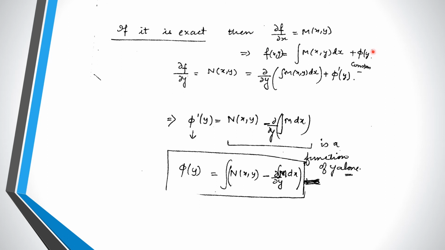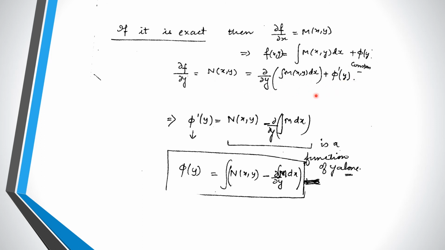Now we need to find out the value of this phi y. So for finding the value of phi y, we consider N. Our N is the partial derivative of f with respect to y. Okay, substitute the value of f over here. It is this one. So you take its partial derivative. So partial derivative of f with respect to y means take the partial derivative of this with respect to y and the derivative of this with respect to y. So you get phi dash y will be this one.